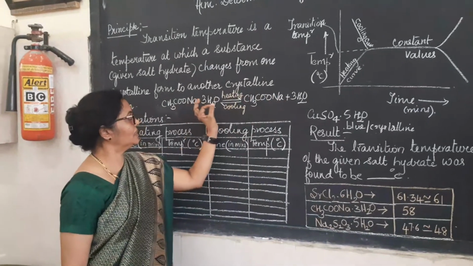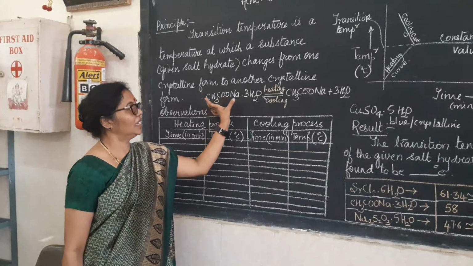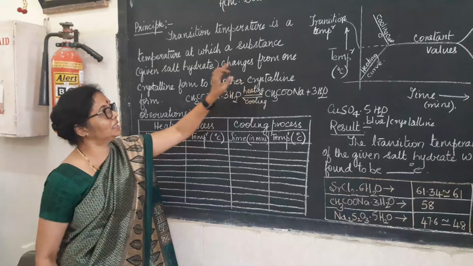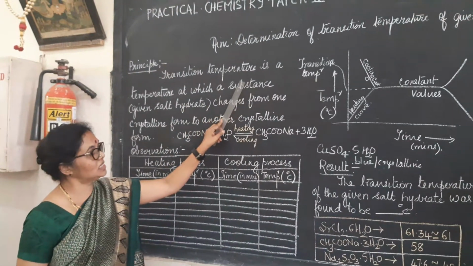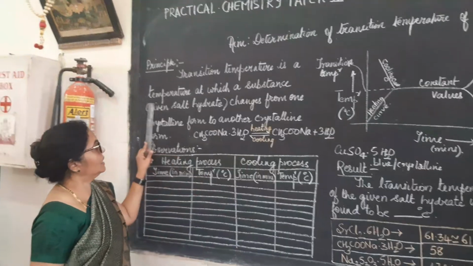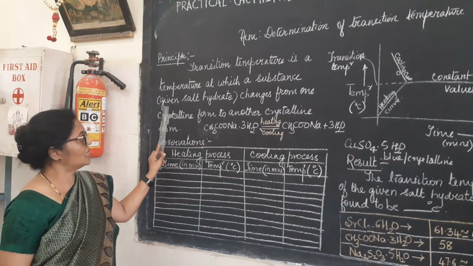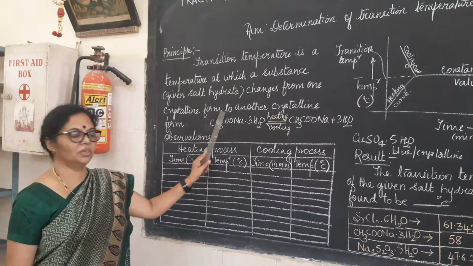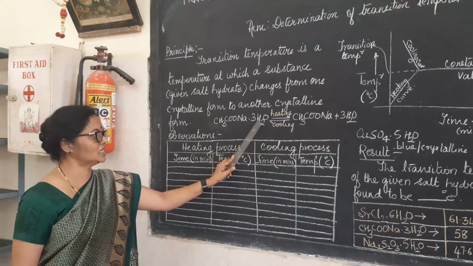This separation of water molecules from sodium acetate takes place at a specific temperature, and that temperature is referred to as transition temperature. So transition temperature is the temperature at which a substance, in this case a salt hydrate, changes from one crystalline form to another crystalline form or to an amorphous form, as in this case.